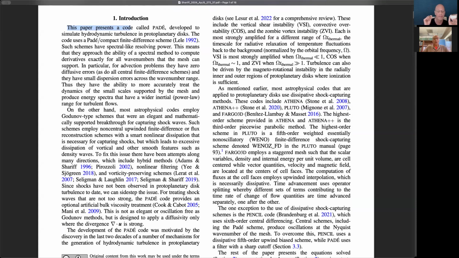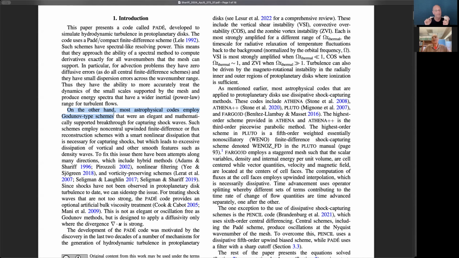So for example, current codes such as Athena, Fargo, etc. use Godunov schemes, which are designed to capture shocks. They're very elegant. They have basically two components. They have a Riemann solver, and they use upwinded differencing, smart upwinding, depending on the direction of the propagation of elementary waves. But in doing so, they introduce dissipation. So they're great for capturing shocks.